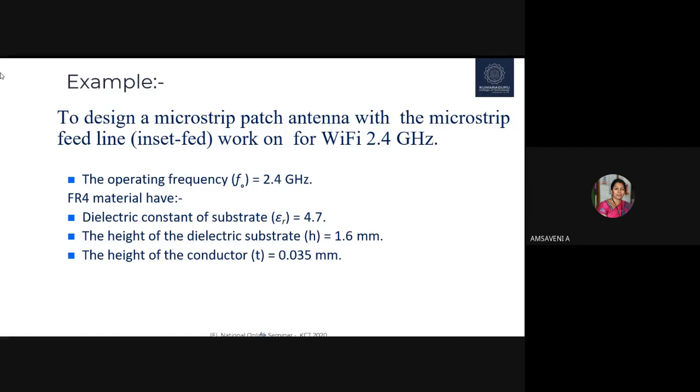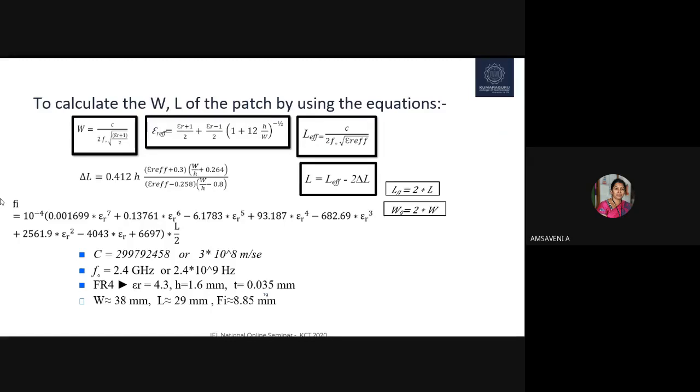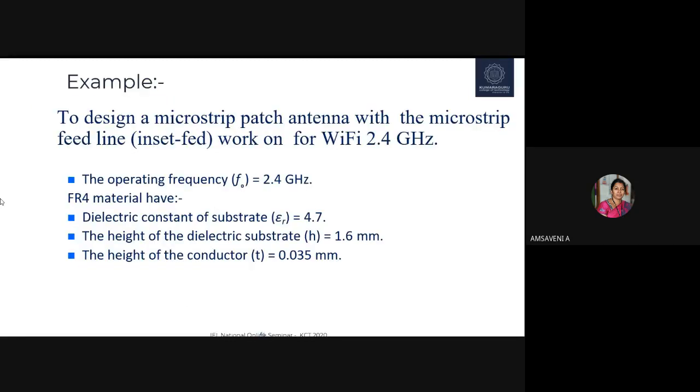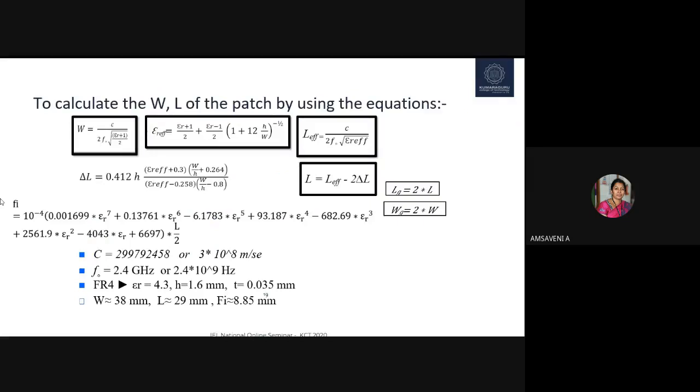So this is a design example for a microstrip patch antenna. You will be given the operating frequency of the antenna, and you have to choose a suitable material for your design. Here we have chosen a dielectric substrate having a dielectric constant of 4.7 and height of 1.6 mm, and the height of the conductor, that is the height of the patch, the rectangular or square patch, is 0.05. So using these four data, you can design your microstrip patch antenna.